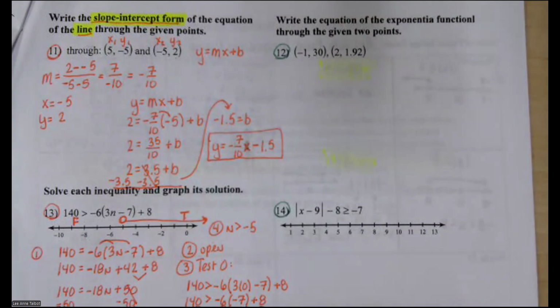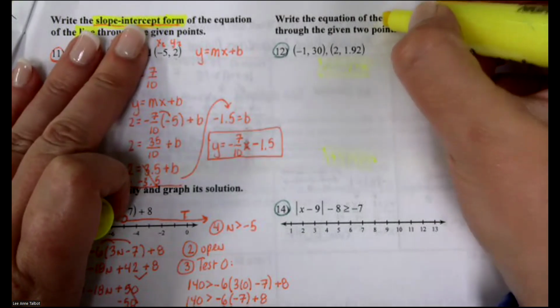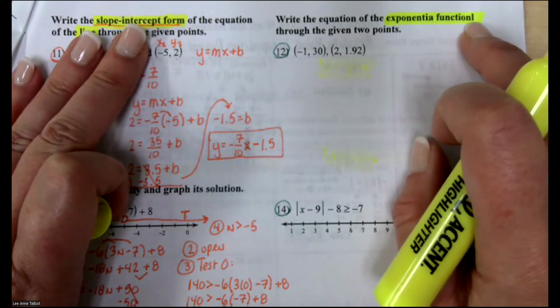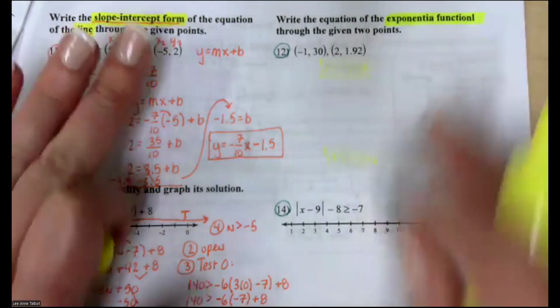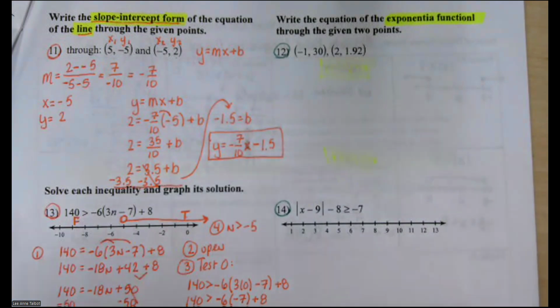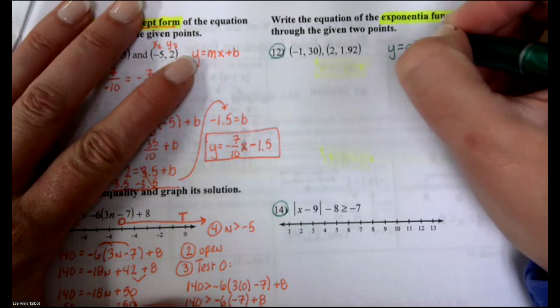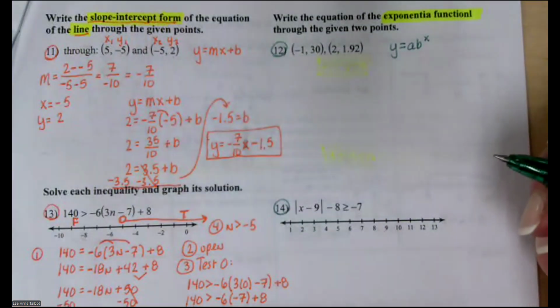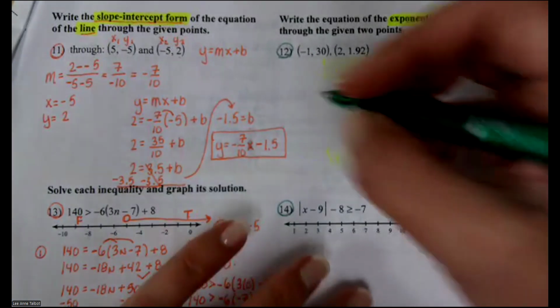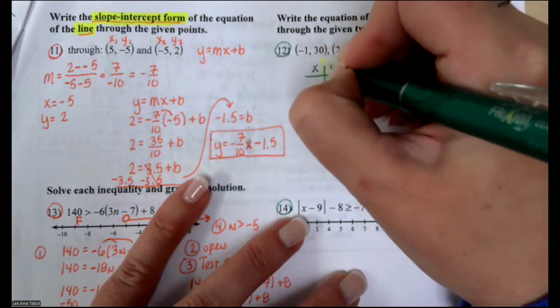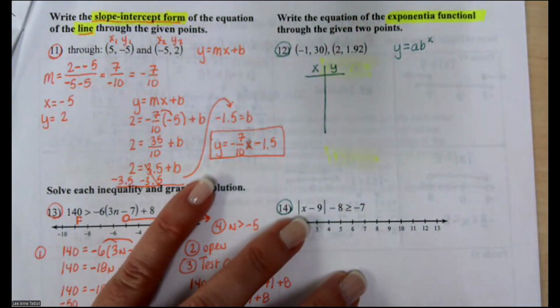Okay, now number 12 has a typo in it. Did you notice? It says exponentia, and then the L somehow got after function, so it's exponentia functional. But it's supposed to say exponential function. I don't think that's anyone else's fault either. I think that's just me. First time I was mistaken.